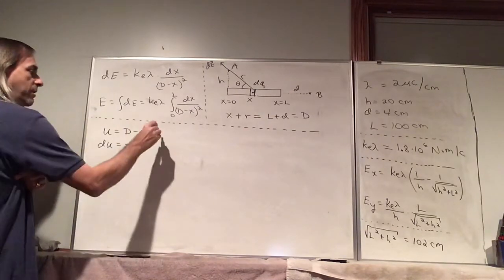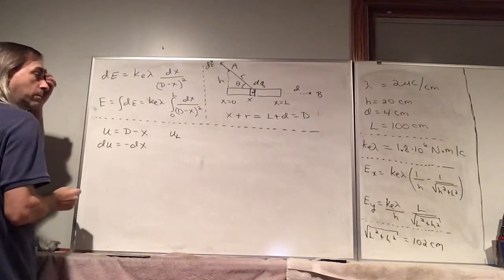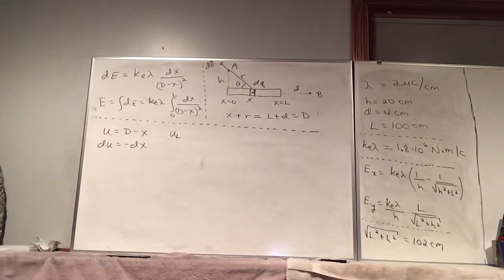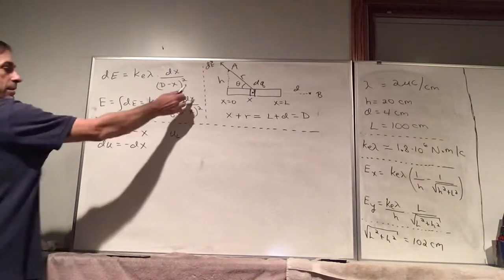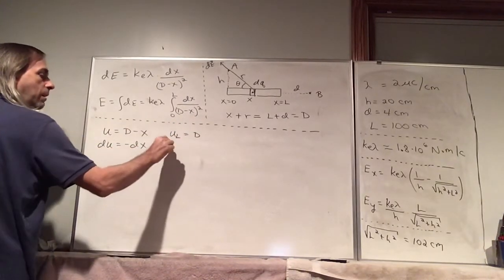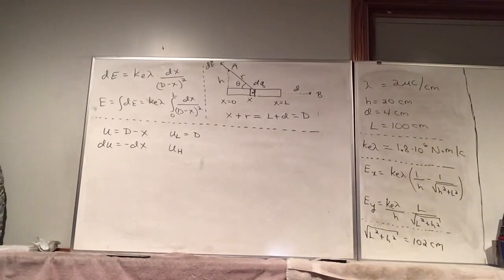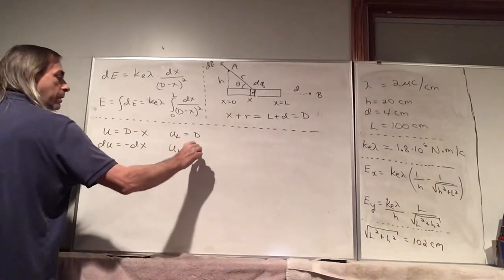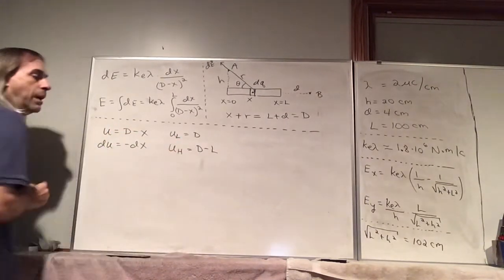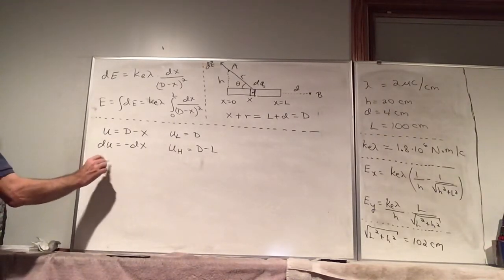So first off, let's look at the limits. The u lower, that's when x equals 0. So if x equals 0, then u lower equals d. And I don't like writing u, so let's call this the higher limit. So the upper limit, that's when x equals L. So that would be d minus L. So let's look at our electric field now with our change of variables.